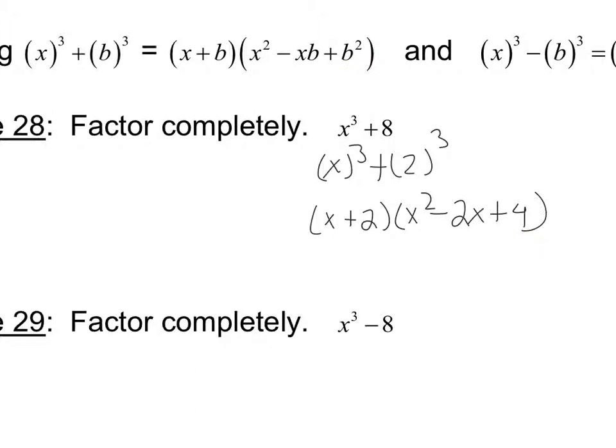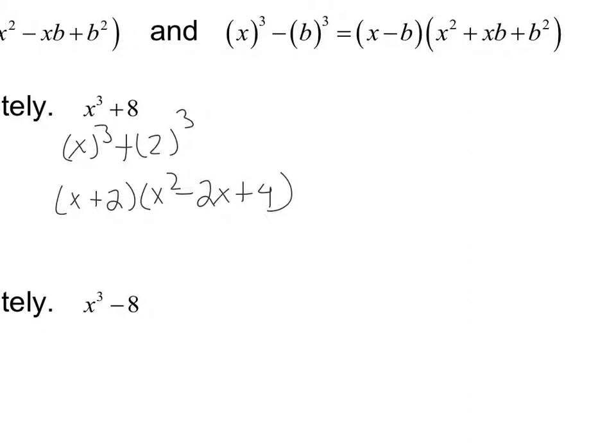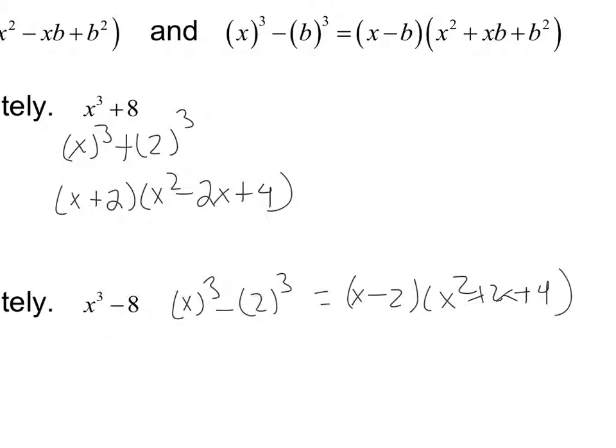Now for the next one here, we're just going to be using this one because it's minus, but it's still the same thing. This one is like x to the third minus 2 to the third. So you got to figure out what's the cube root of 8, okay? So this one is x minus 2, x squared plus 2x plus 4. Alright, let's keep going.